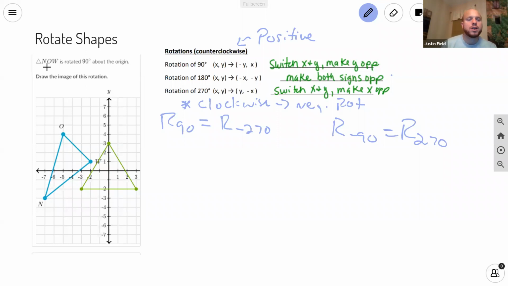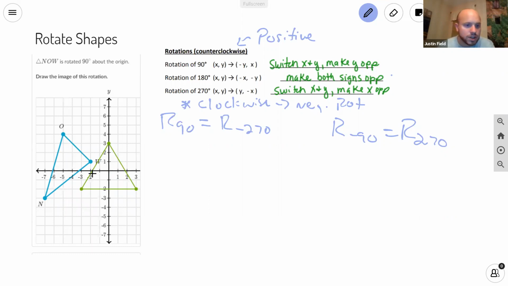So now rotated 90 degrees. Okay, so in order to rotate 90 degrees, what we're going to do is take every coordinate, the 3 vertices, and we're going to use this rule. So what does this rule say? Well, that's what the teacher wrote right here. Switch X and Y and make Y opposite.